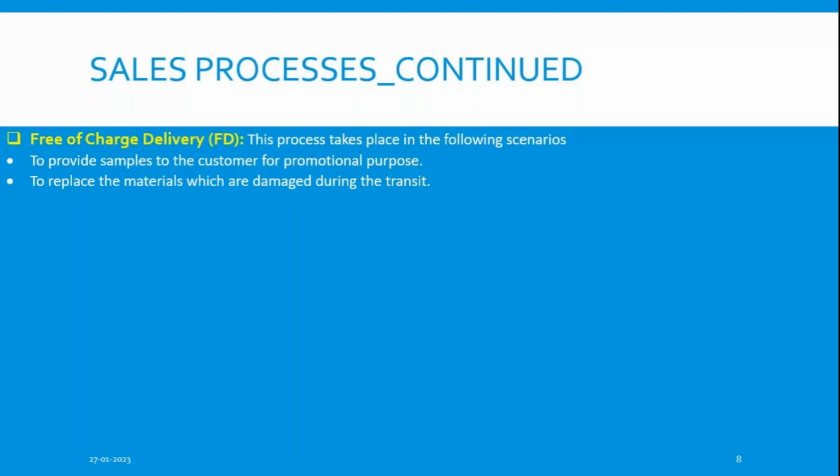In that situation, we replace that product. Whatever the damaged product is, we send another one to replace it. These are the two scenarios mostly where the free of charge delivery process comes into the picture. Here, the sales order type is FD. The sales order type is FD, that is, free of charge delivery happens.